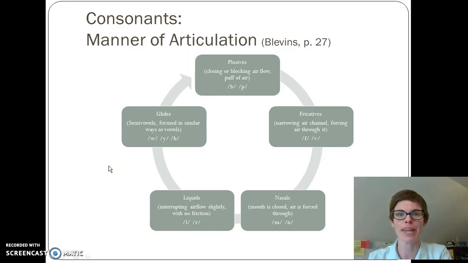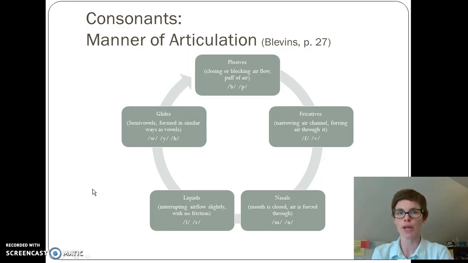That's our final manner of articulation with consonants. We call these semivowels. They're formed in similar ways as vowels. So even though these are consonants, a glide is a little bit more similar to a vowel because of the way we are forming our mouth, like w, w, w, and y, y, y, and h, h, h. We'll talk about that more in class if you have questions. But these are all manners of articulation. That's another way that we can classify or categorize consonants.